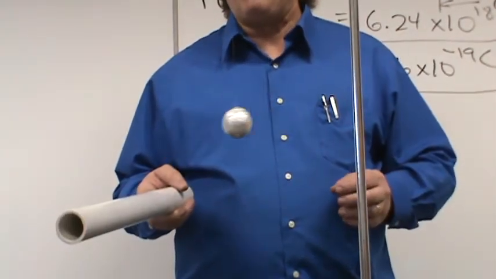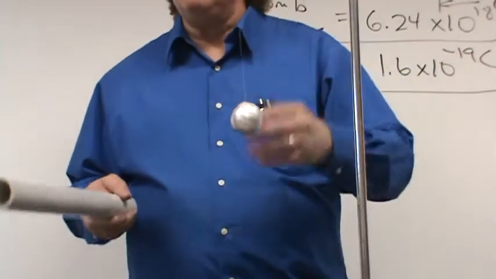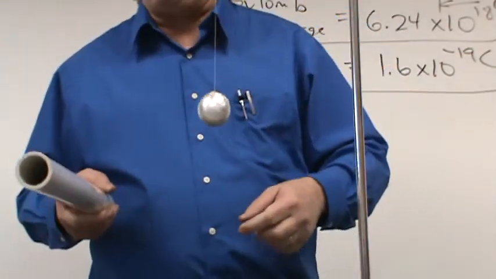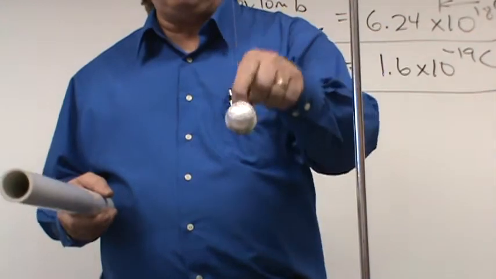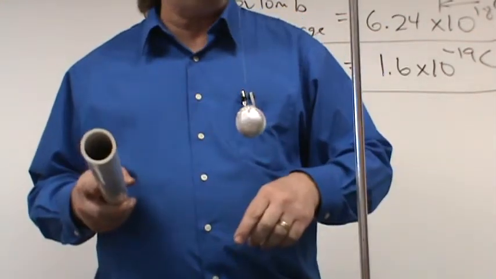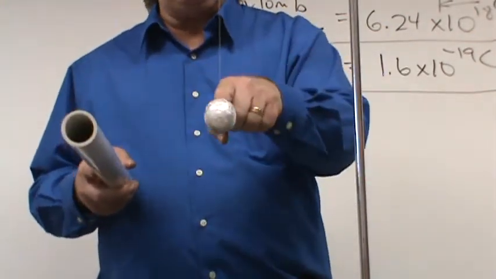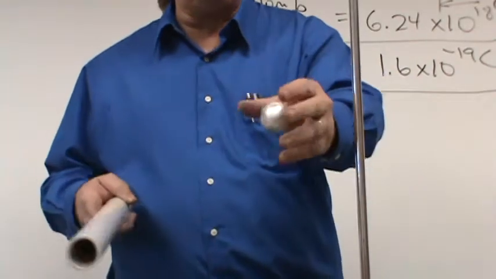Yes? Because it conducted the same charge. Thank you, because it conducted the same charge. Charging by conduction, and it acquired the same charge as the rod. So now the rod's charged negatively, this is charged negatively, and so it's repelling.